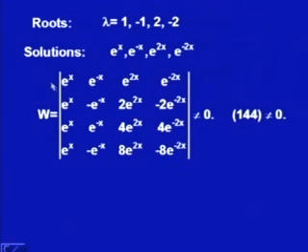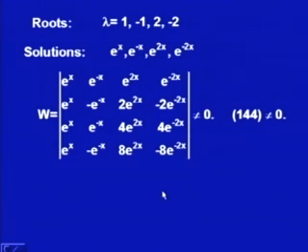The multiplication of all these gives 1, and what remains is: first column 1, 1, 1, 1; second column 1, minus 1, 1, minus 1; third column 1, 2, 4, 8; and fourth column 1, minus 2, 4, minus 8. Now, if we solve this determinant we get the value 144, which is not 0. That says that all the solutions we formed are linearly independent.